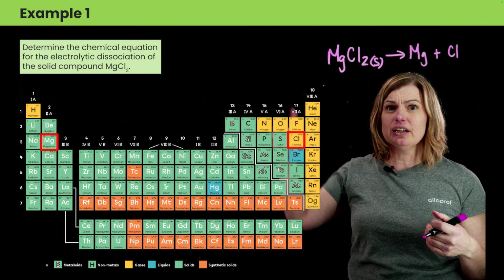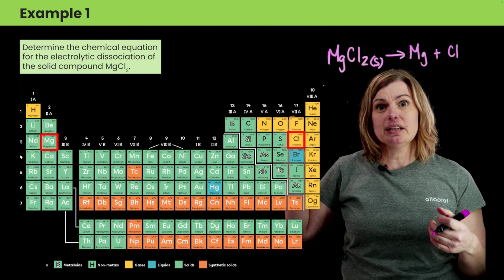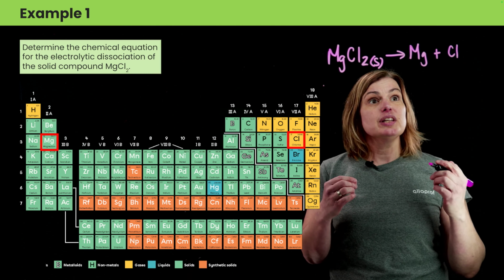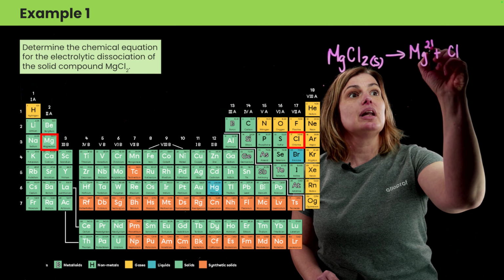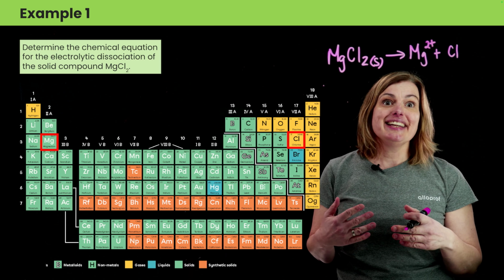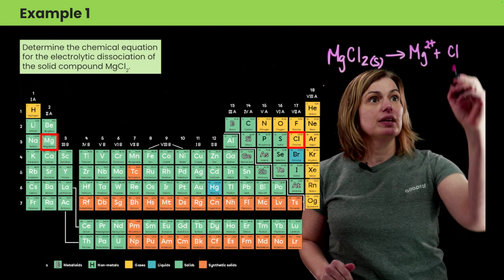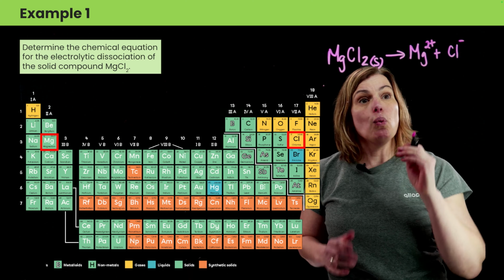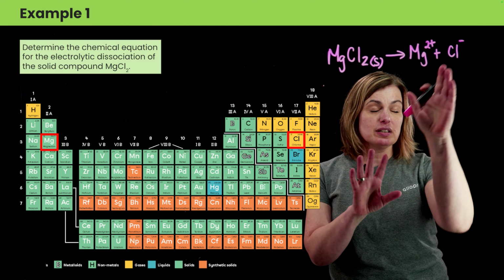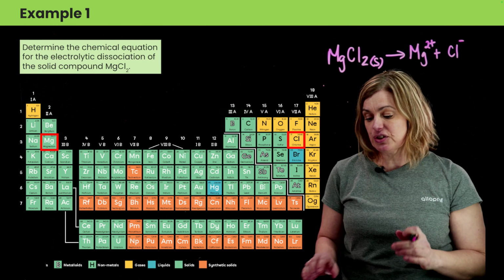And as you can see here, my magnesium is found in the second group, which is the alkaline earth metals. And so it's going to have a charge of 2+, where chlorine is a halogen, and it's in the 7A family. It's going to have a charge of 1-. But since it's a 1, I don't actually need to write that. I can just write negative, and that will be sufficient.